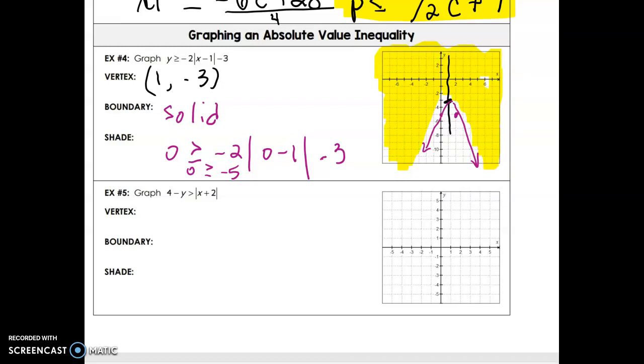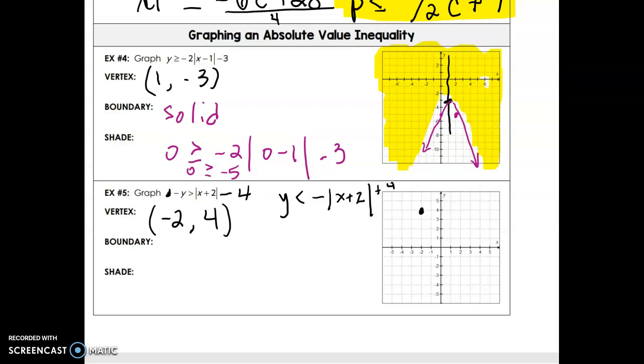Let's do this guy. Now, y is not by itself, so that's a problem for me. I need to take 4 and move it over. So this becomes negative 4. Get rid of that. Now, y is still not by itself. We have to divide. Therefore, when we divide by a negative, okay, your sign changes. Y is less than negative absolute value of x plus 2, close your absolute value, plus 4. There, now our y is by itself. So your vertex is negative 2, 4. Negative 2, 4.